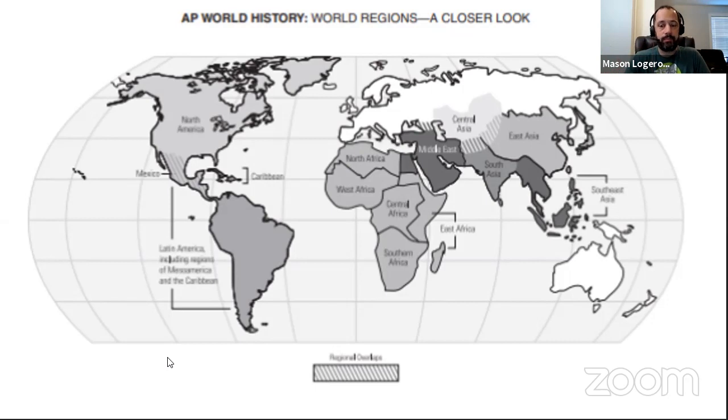So for example, if we're talking about South Asia right here, when you think South Asia, you probably automatically think India. And that's good. You definitely should. Because South Asia and India, for the most part, are kind of the same thing. But there are some differences, and you need to be aware of them.